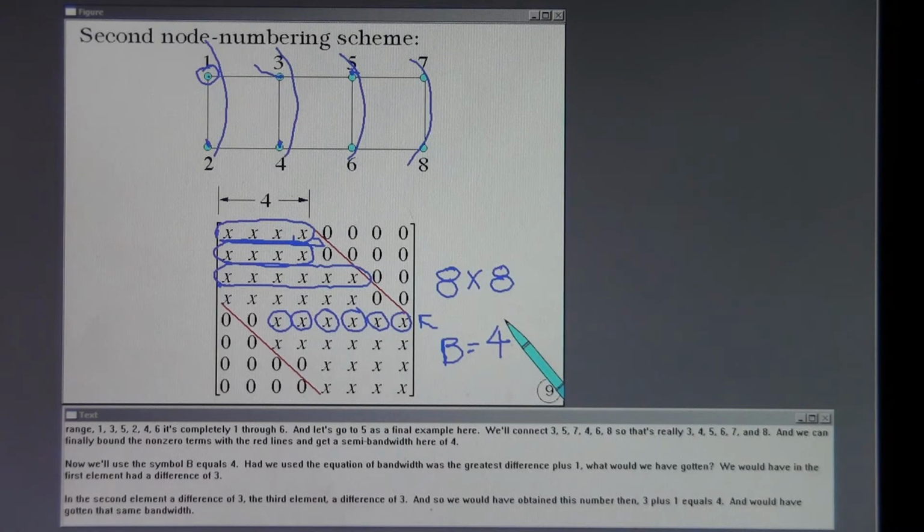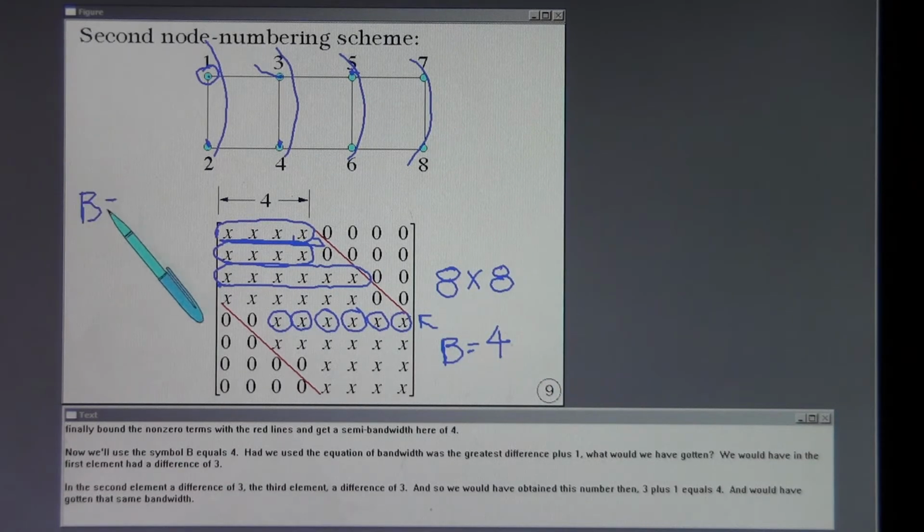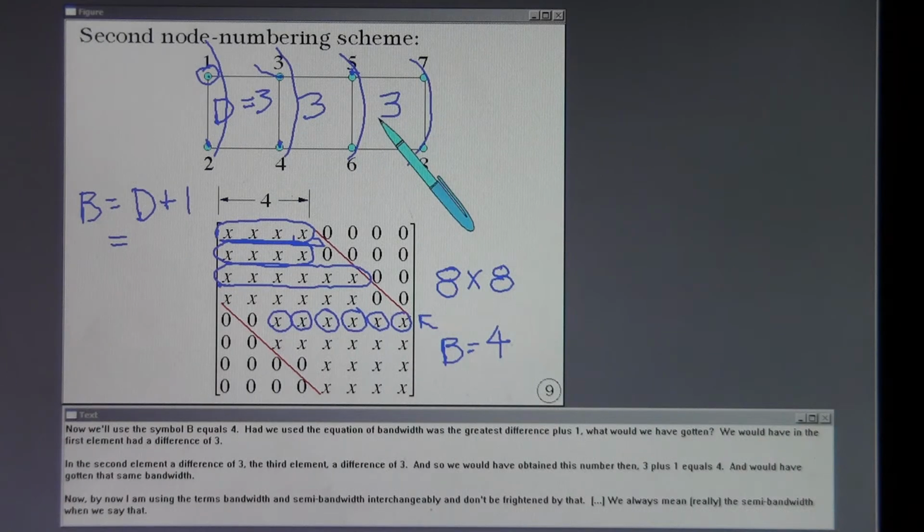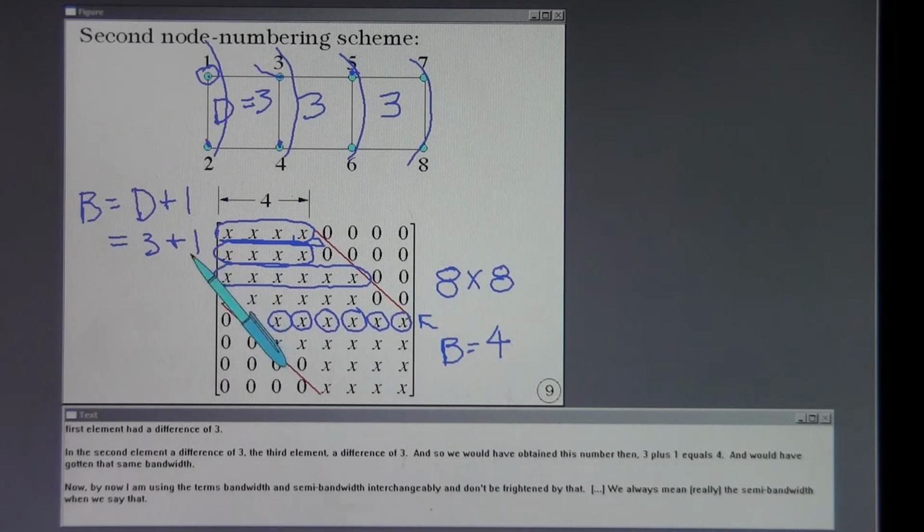Had we used the equation that bandwidth was the greatest difference plus 1, what would we have gotten? We would have, in the first element, had a difference of 3. In the second element, a difference of 3. The third element, a difference of 3. And so we would have obtained this number then, 3 plus 1 equals 4, and would have gotten the same bandwidth.